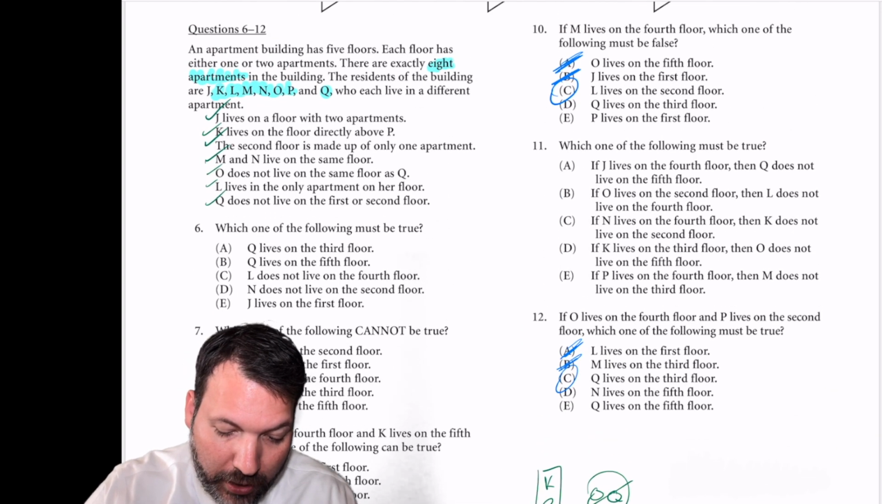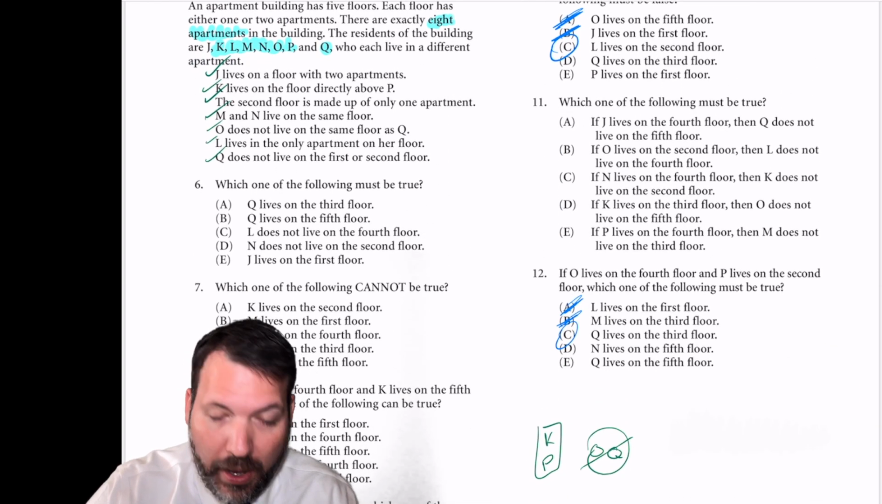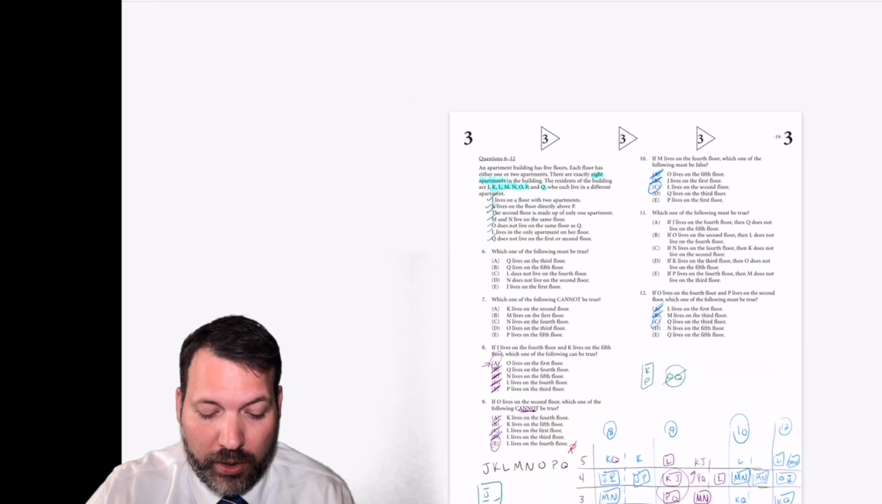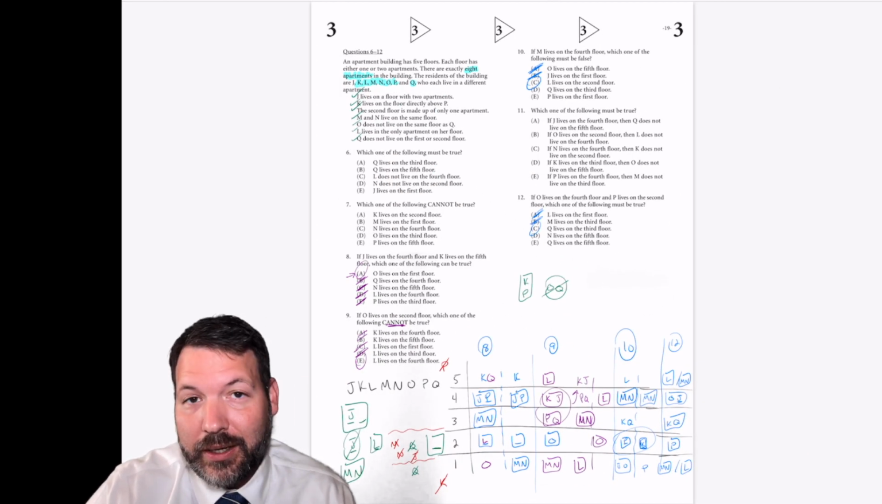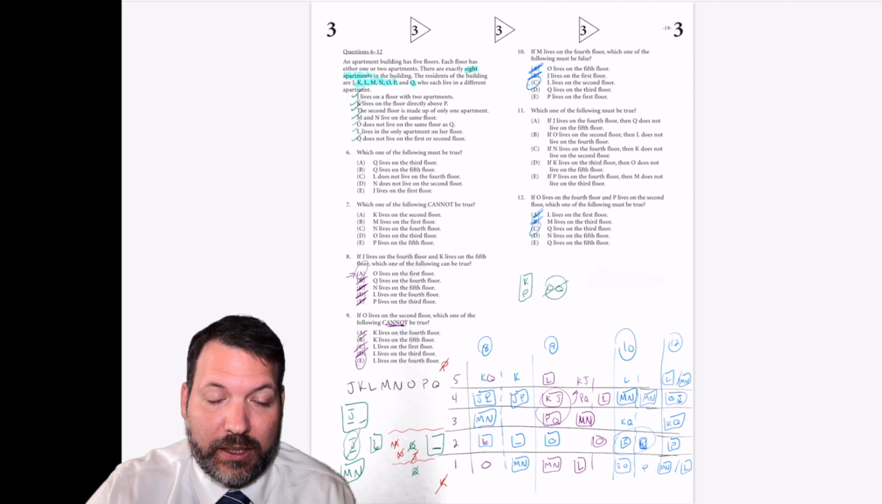All right, general questions left. Man, I wish that previous game had been the one that they had 7 questions about rather than this one. But you can see the LSAT giveth and the LSAT taketh away.